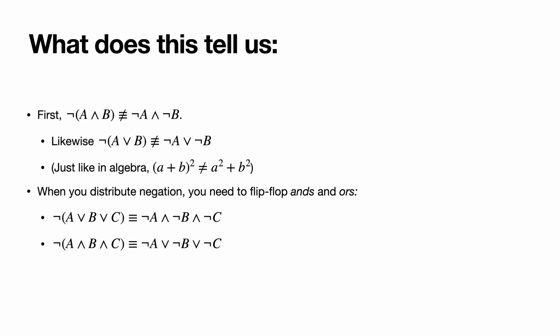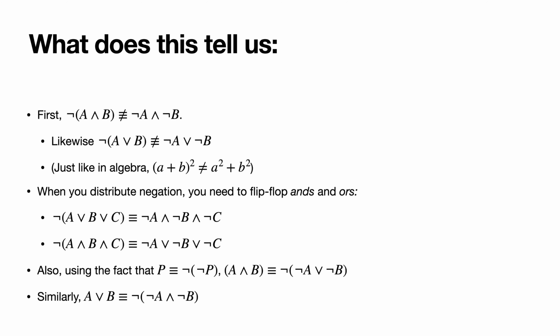Similarly, you can negate DeMorgan's laws using the double negation property that we showed at the start of this video to get values to the form A and B. So basically we take DeMorgan's laws, we negate both sides, and we have that A and B is logically equivalent to not quantity, not A or not B. And likewise, A or B is logically equivalent to not quantity, not A and not B.